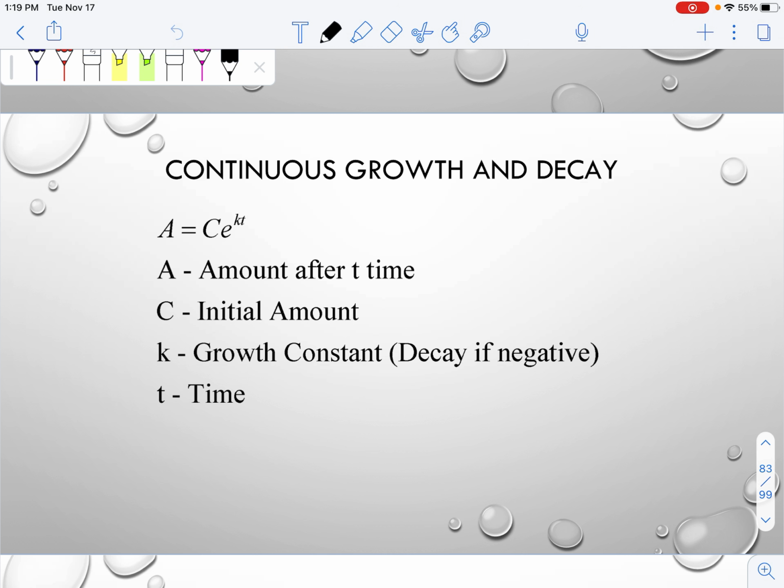So P e to the RT, very similar situation, except now we could potentially have decay. All right, so you just make your power negative. If it's losing 5%, it'd be negative 0.05. Okay?